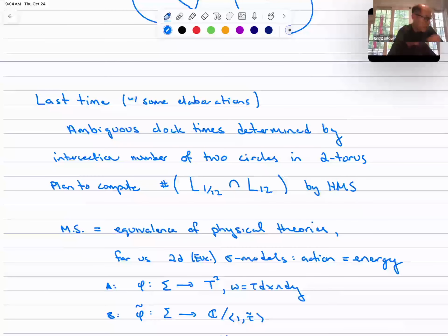The reason we could do that is because we studied in some detail that if we had a target of a circle, then the circle of radius r gave the same physics as the circle of radius 1 over r. That duality exchanged the winding states of the string with the momentum states of its center of mass. One of those is a classically quantized number, the winding, and the other is a quantum mechanical number, the energy, labeling an eigenstate of the Hamiltonian.